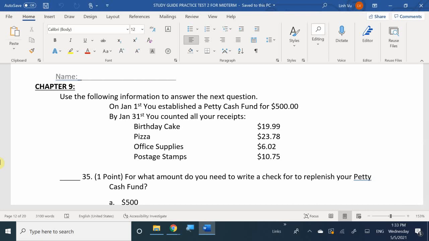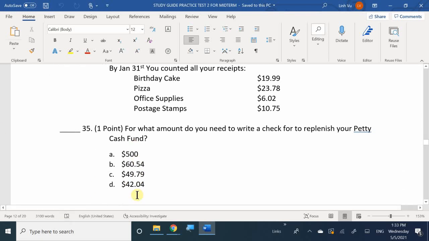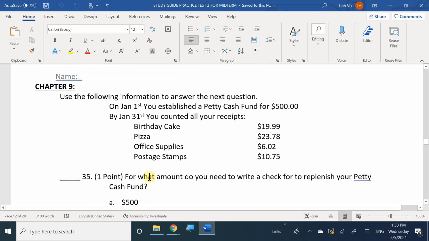B. Let's see what B is. You need to write it for $60.54. Okay, how did you get that? I added all the receipts together. So right now, the box of money, in the very beginning of the year, it had $500. And here I'm counting all the receipts. So in order for my box to have $500, how much do you need to replenish it for? The rule here is that we add up our total amount of receipts.